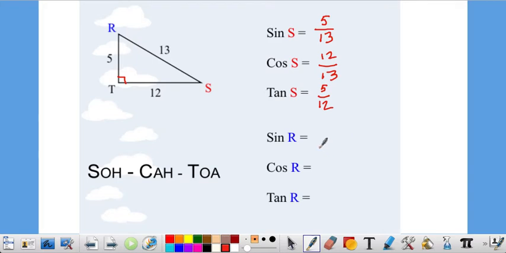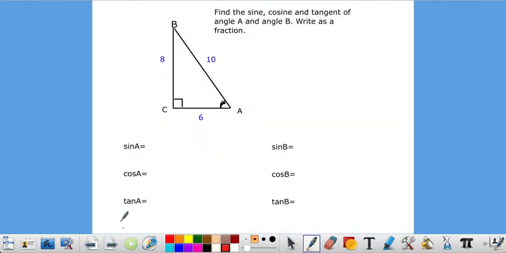Now, if we work with R, those things are going to get flipped. So the sine of R is opposite over hypotenuse, which is 12 over 13. The cosine of R is the adjacent side from R over the hypotenuse, which is 5 over 13. And then finally, the tangent of R is the opposite side over the adjacent side, which is 12 over 5. We'll do one more page like this. Once again, we're not really solving anything. It seems kind of silly what we're doing right now, probably. You don't have much context for what we're doing. But in our next lesson, we're actually going to solve for missing side lengths with angle measurements.